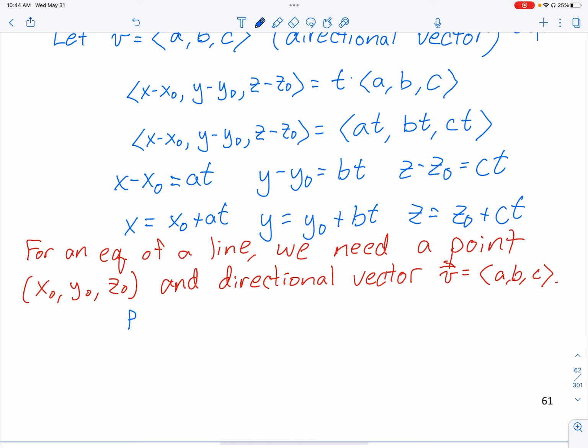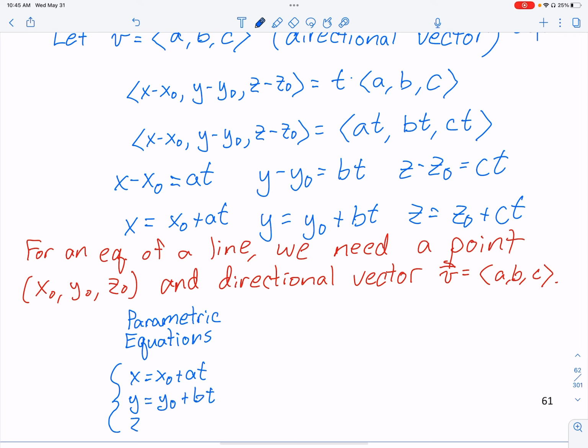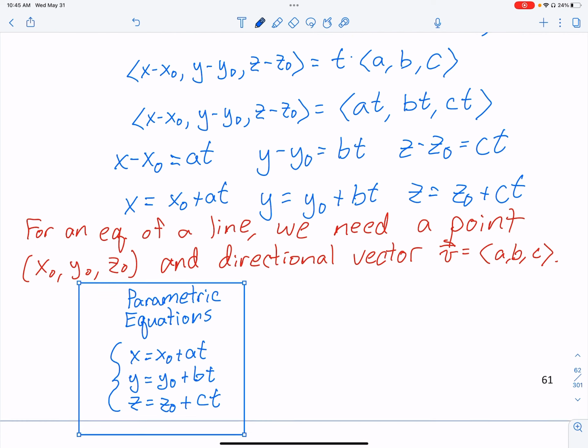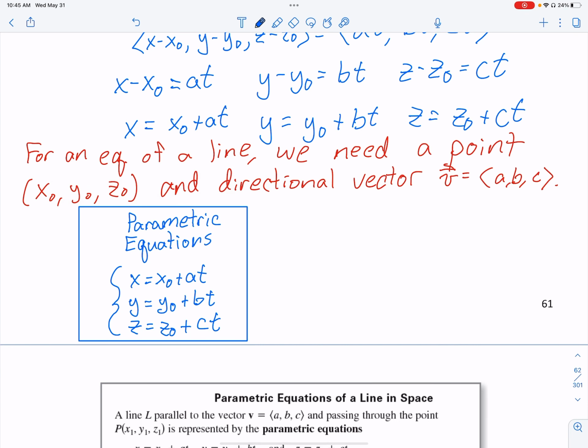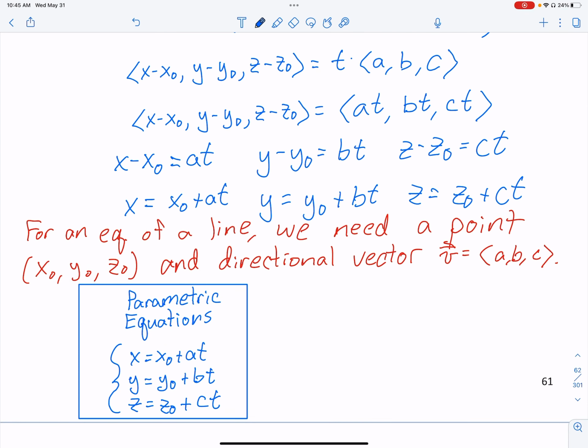The first way we can represent a line is with what we call parametric equations. This is what we just came up with, and we represent it like this. We use a brace, and then we just say x equals x naught plus at, y equals y naught plus bt, and z equals z naught plus ct. Those are parametric equations. I also want you to notice that we can solve each one of those for t.